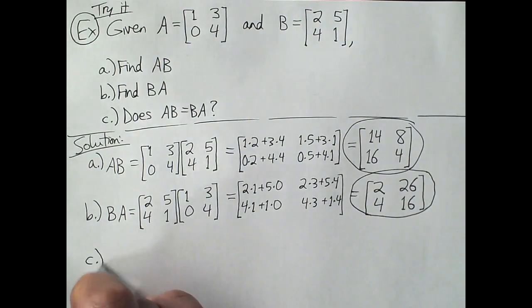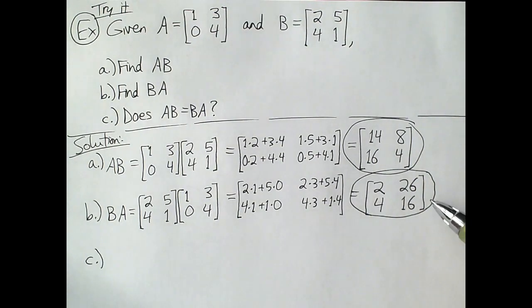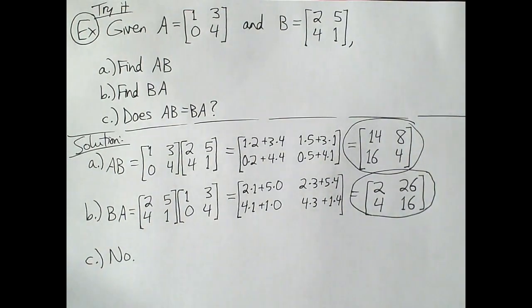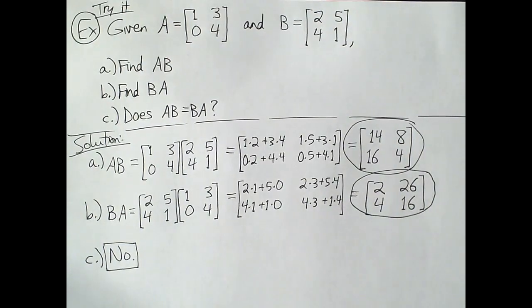So the answer to part C, it just said, does AB equal BA? Well, look at what we found for AB. Look at what we found for BA. No, they are not equal. Not even close. They're not even close to being equal. They don't have any of the same entries.